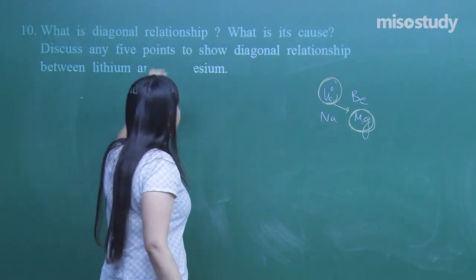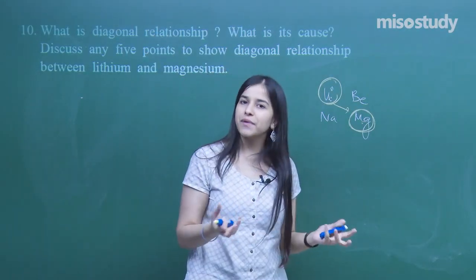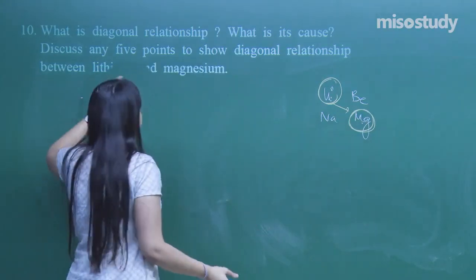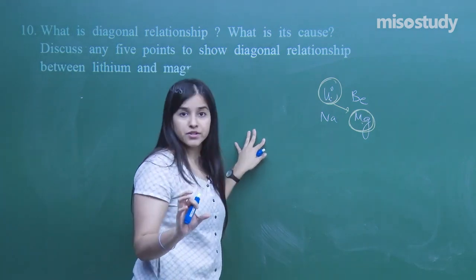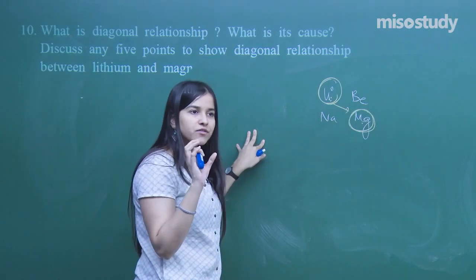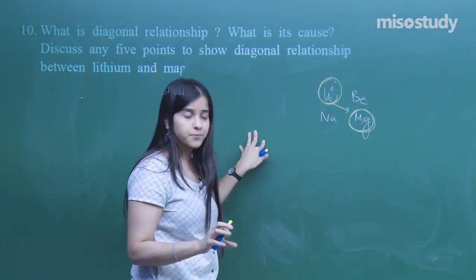First is the definition of the diagonal relationship. The cause is the somewhat comparable sizes. You can very well tell them. Discuss any 5 points showing the diagonal relationship. Any 5 you can write, but relevant ones. Don't just go on with the theory points. Write some of the points involving the reactions. That will actually fetch you marks.